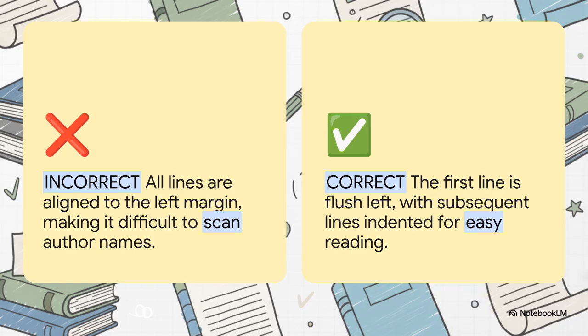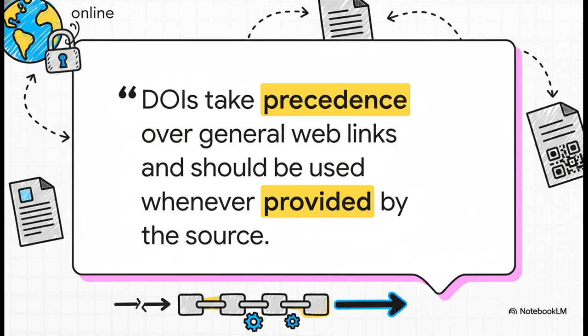And this isn't just for looks, it makes the list way easier for a human to scan, and it's also crucial for the automated systems journals use for indexing. Now, when it comes to online sources, you need to know this. The DOI, or the Digital Object Identifier, is king. If a source has a DOI, you have to use it. Why? Because it's a permanent link that will always take you to that article, unlike a regular web link, which can change or break over time.